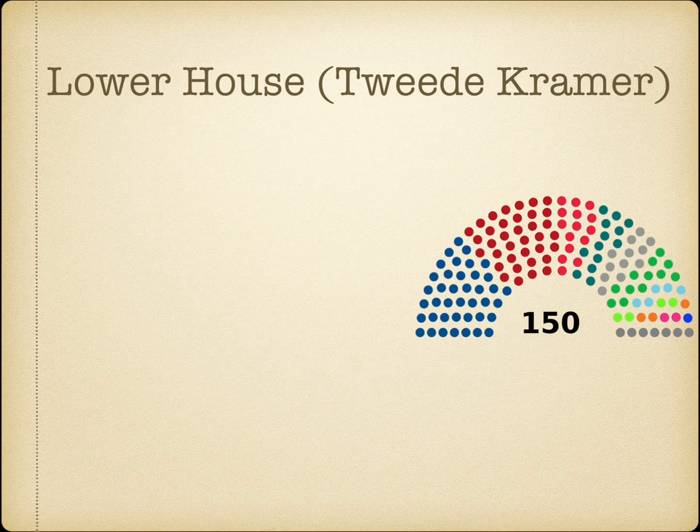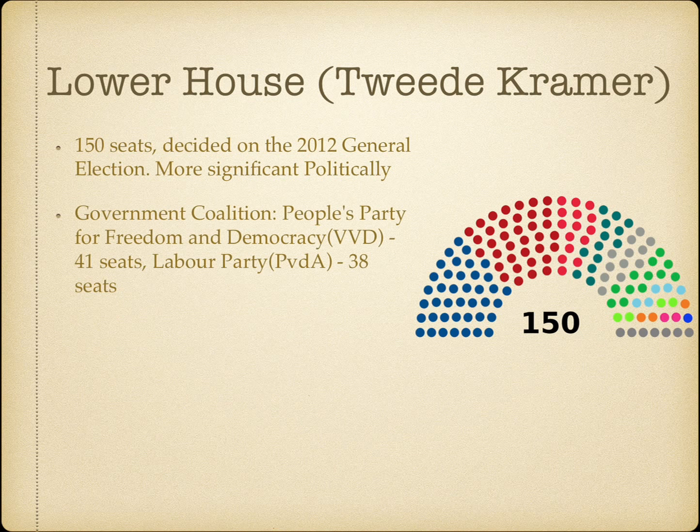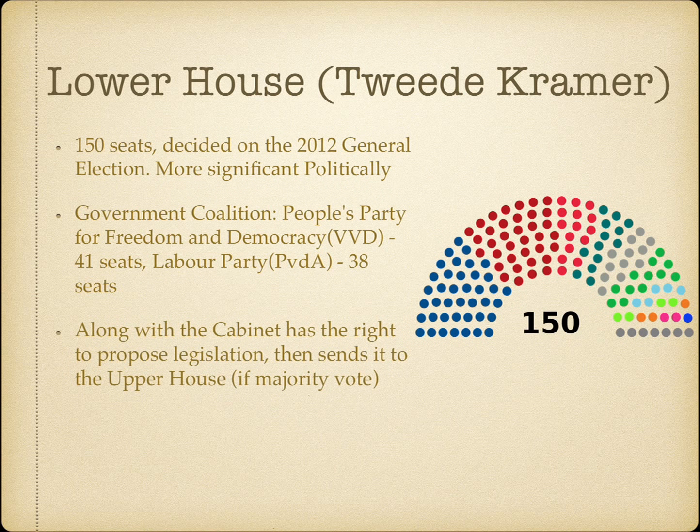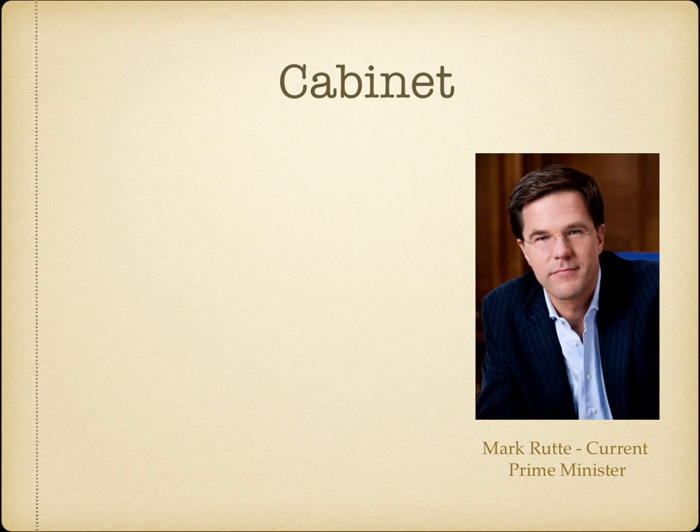Now let's talk about the lower house, which is the house that has more power. It has 150 seats and it has two leading parties, the VVD and the PVDA. I'll talk more about them later. They have the power to introduce bills along with the cabinet. They also have a variety of other powers like submitting a list of 3 judges for the Supreme Court vacancy, electing the ombudsman, etc. Now let's talk about the cabinet led by the Prime Minister.